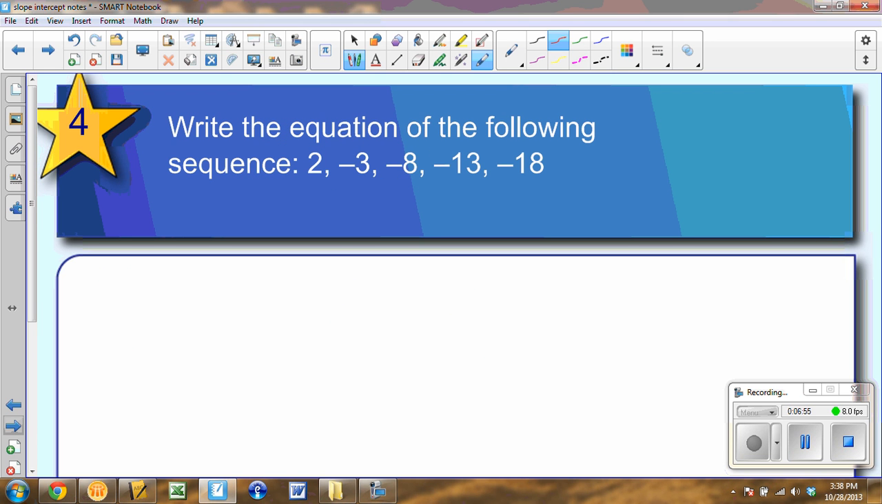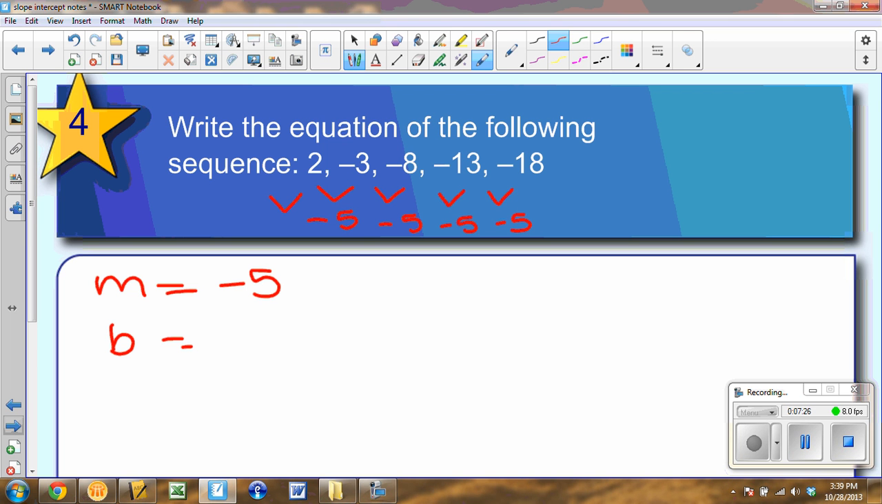All right, let's try this one. Now this one, the numbers are getting smaller. So my change is -5, -5, -5, and -5. I want to remember to do the negative, because if I had a change of +5, that would mean my numbers are getting bigger, and these numbers are not. They're getting smaller. So to find my y-intercept, I got to go back 1.